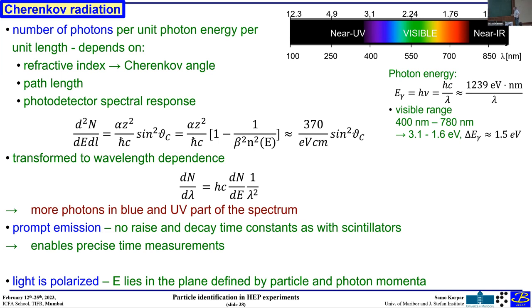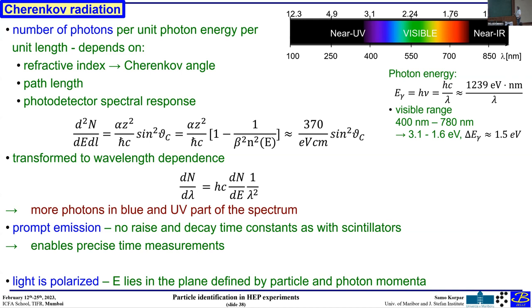At this angle, the output is proportional to the sine square and to the other constants, and also to the charge square. So at the end, one can write that the number of photons per photon energy interval and per length of path is about 370 times the sine square of the Cherenkov angle. So it's then easy to estimate the number.